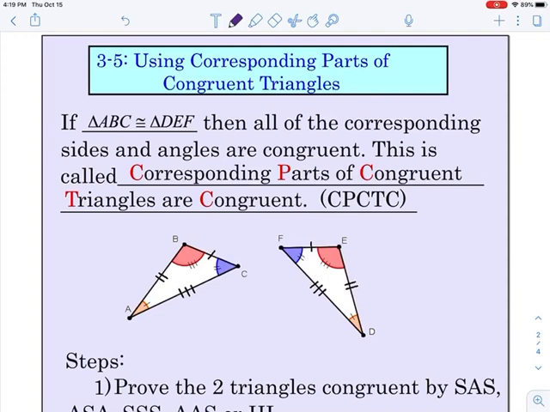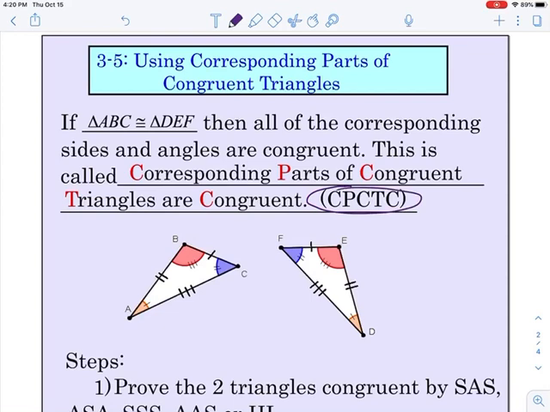Okay, so what's going to happen here is if triangle ABC is congruent to triangle DEF, then all of the corresponding sides and all of the corresponding angles are going to be congruent. So this is called CPCTC. Corresponding parts of congruent triangles are congruent. So we're going to start using this inside of proofs now.